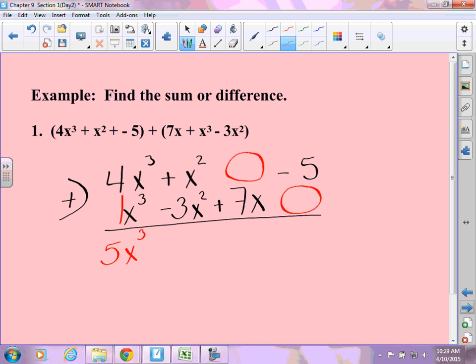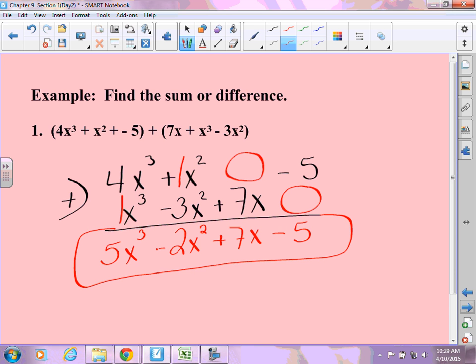All right, now I've got 1x squared plus a negative 3x squared. What do I get? Negative 2x squared. Right. All right, I've got nothing plus 7x, so I get plus 7x. And negative 5 plus nothing gives me negative 5. And this is my new polynomial. Now, what's the first name? Cubic, because my exponent, the highest exponent is the 3. Second name, last name would be? Polynomial with 4 terms. Right, because you'll notice there's 4 terms. Questions?